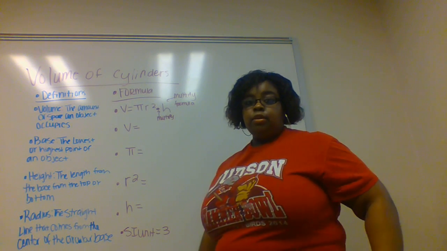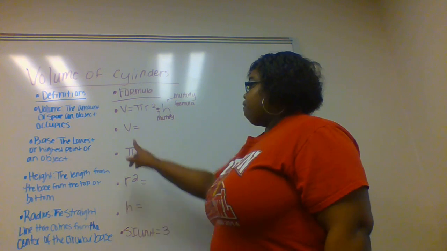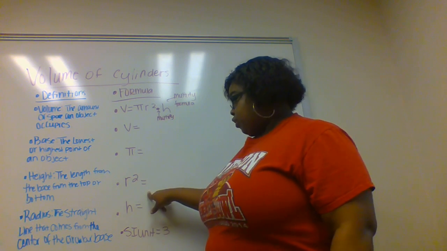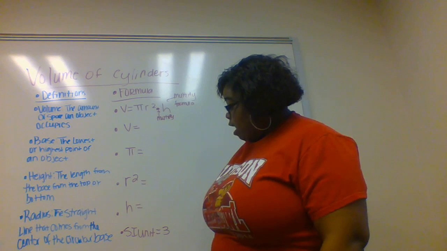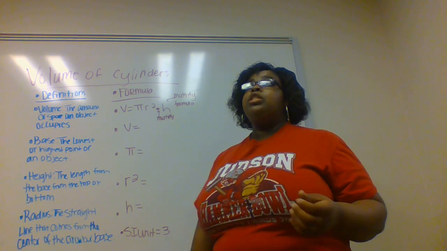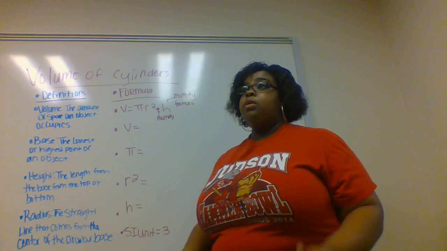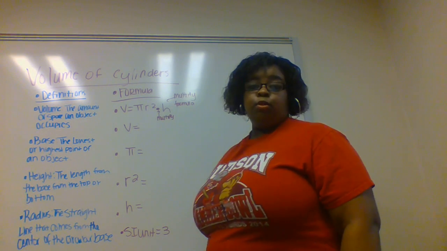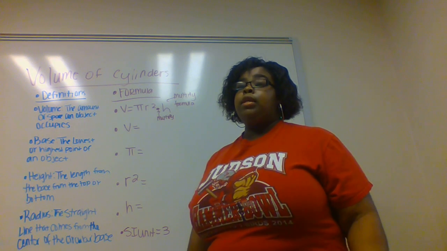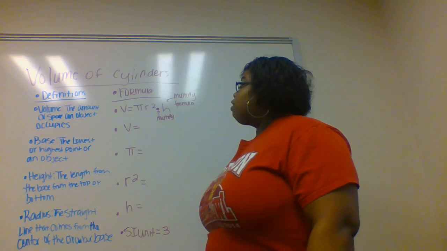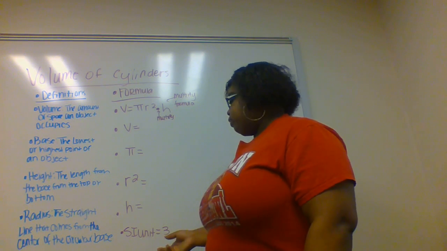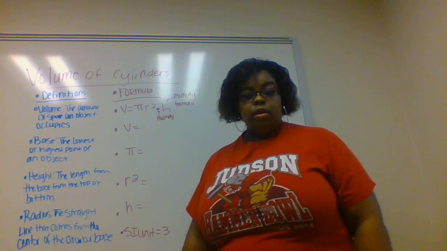So now, as you can see on the board, I have V is equal to, pi is equal to, radius squared is equal to, and height is equal to. And I also have SI unit. The SI unit is going to be the degree of which the unit is equal to. And that is going to be 3, or also known for when we write out the answer for our solution is going to be cubed, which cube is going to be 3.